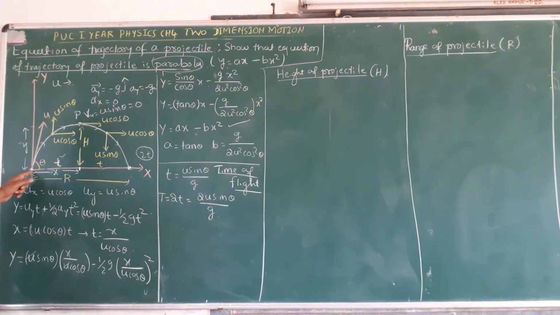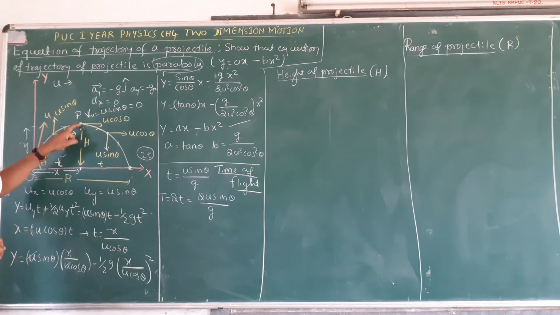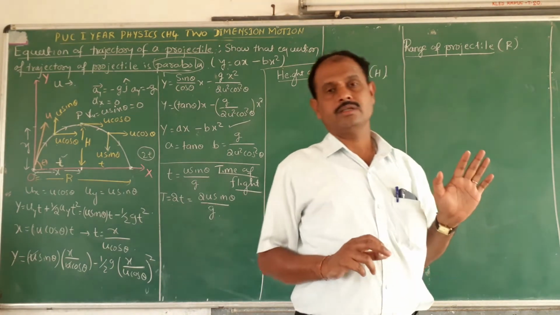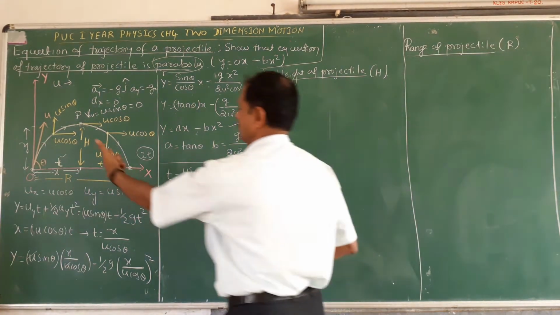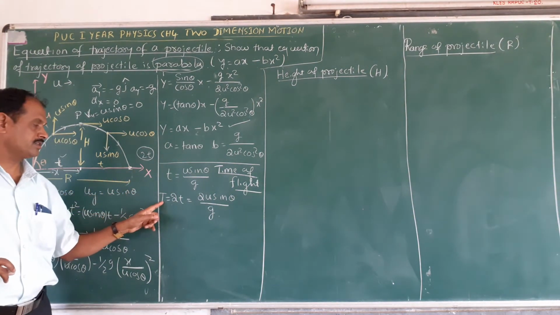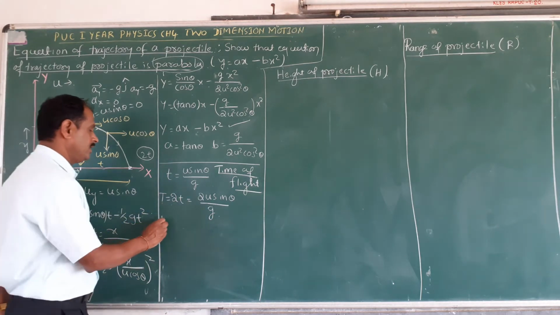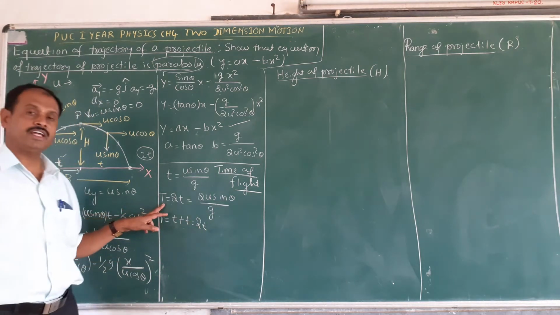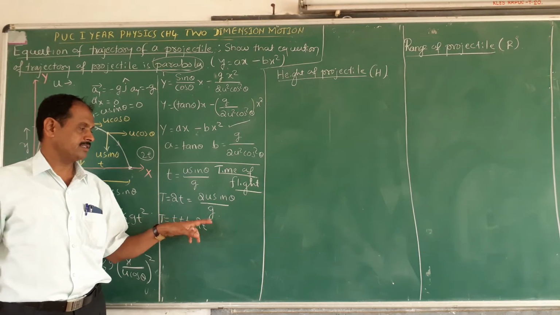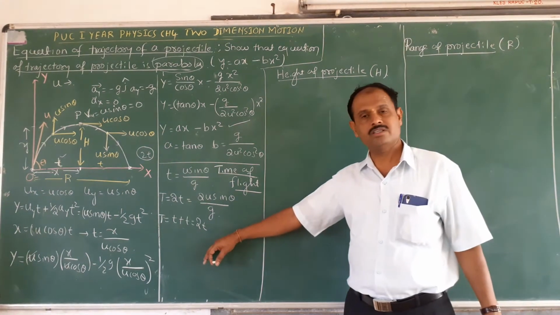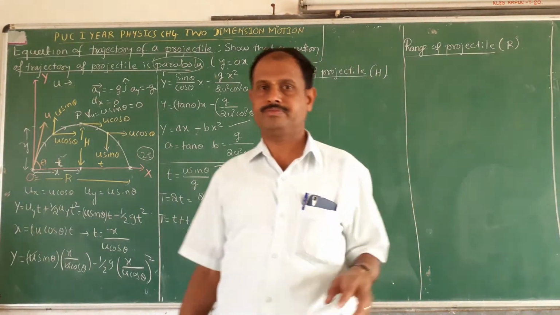Now, time taken to reach the maximum height. Time taken for ascent, time taken for ascent is u sin theta by g. Same time taken for descent. Therefore, this T is equal to 2t, means T is equal to t plus t. That is 2t. Final expression for the time of flight is 2u sin theta by g. 2u sin theta divided by g. You got the expression for time of flight. Time of flight expression is over.